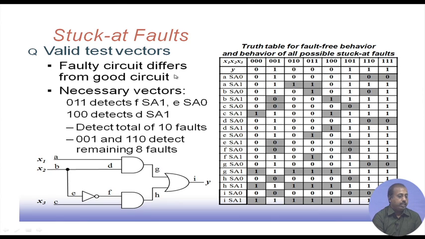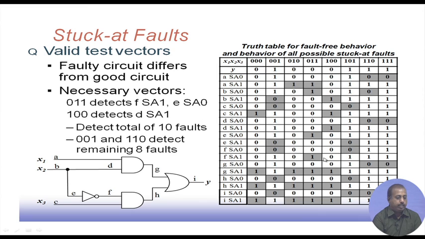Now, the faulty circuit differs from the good circuit. If the test vectors are valid, like 0 1 1 is a valid test vector when we are talking about the A stuck at 1 fault, the fault-free response is 0 and the faulty response is 1. Now, some vectors are termed necessary vectors. Necessary vectors are those that are a must for detecting some fault. For example, F stuck at 1.